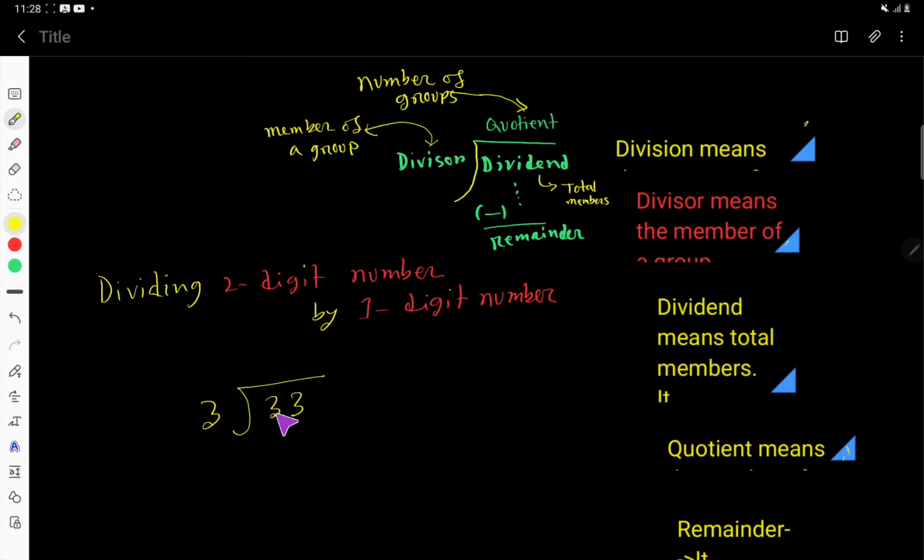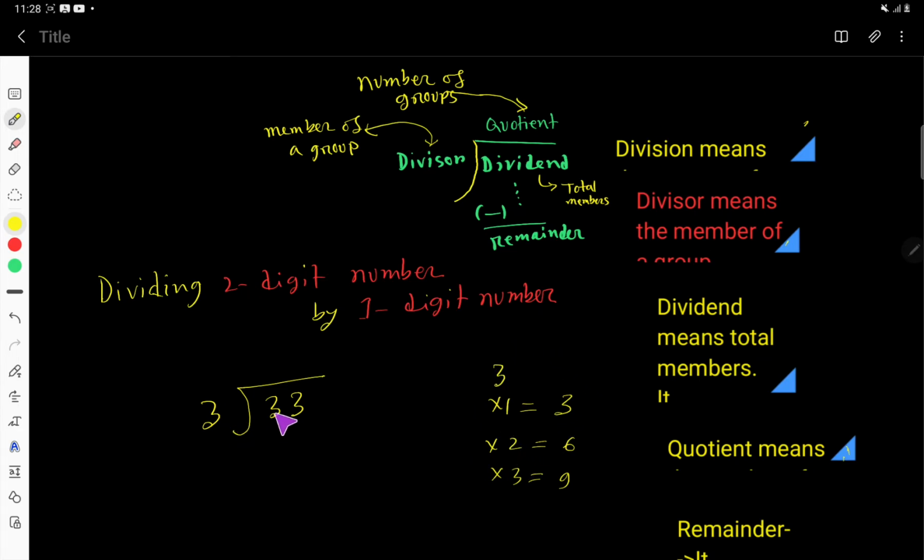So 3 goes into 3 how many times? So you need the multiplication table. So 3 times 1 gives us 3, and 3 times 2 gives us, look, just add 3 with this 3. You are getting 6, 3 plus 3, 6. 3 times 3 gives us 6 plus 3, 9. So you don't need to memorize the multiplication table, you can find it out, right?